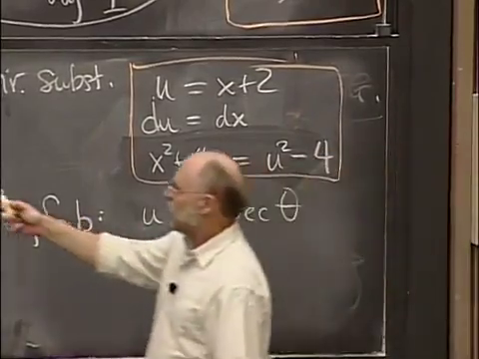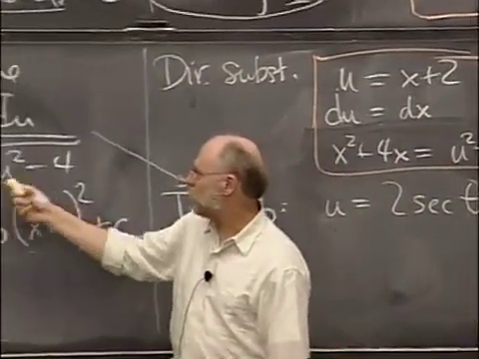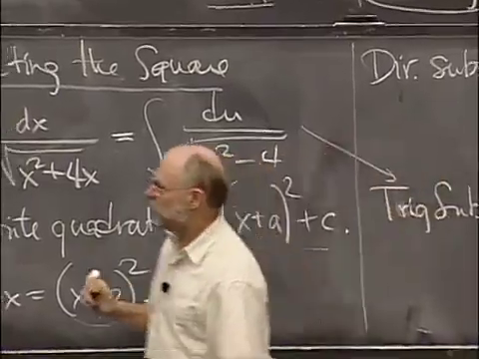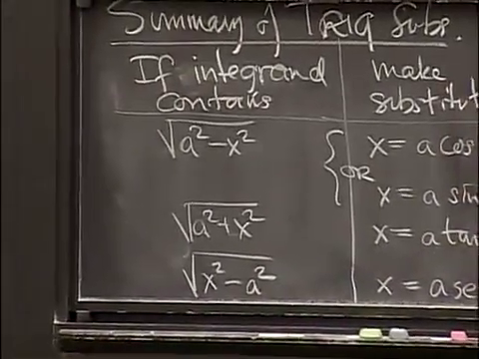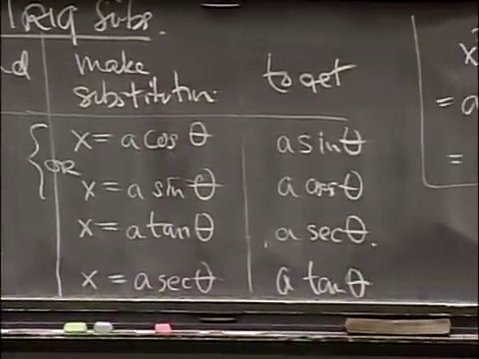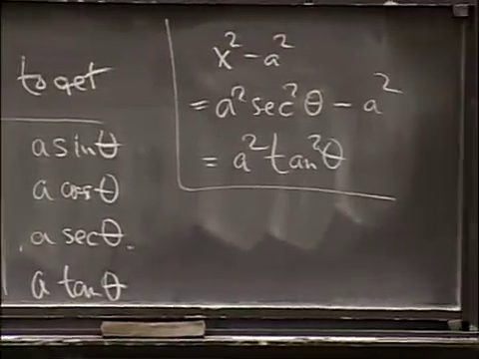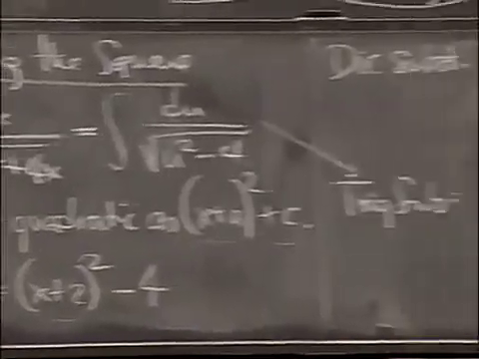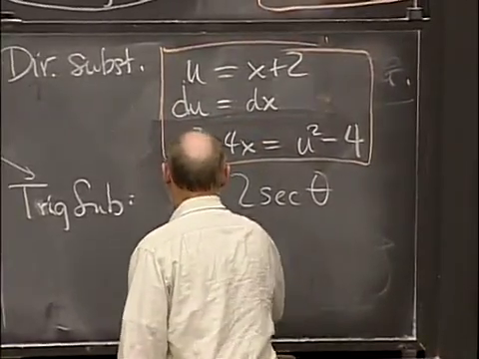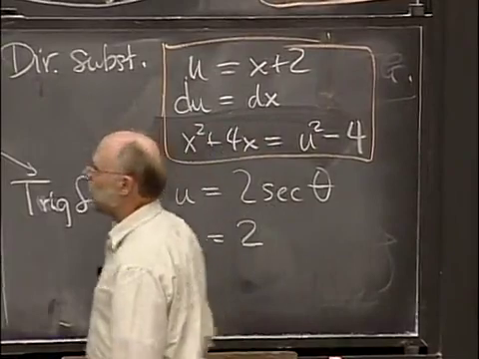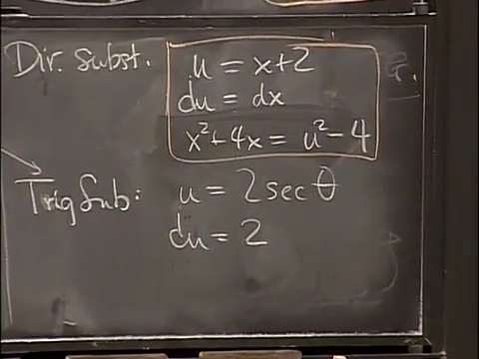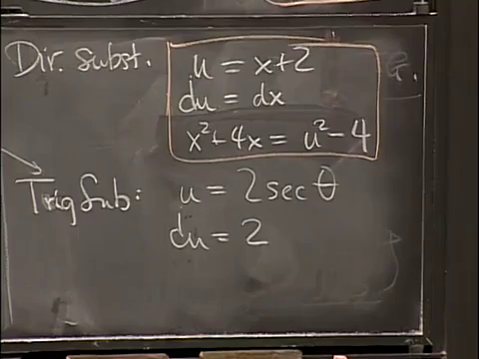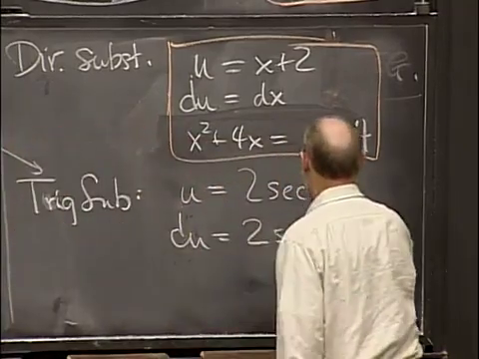Okay? This is a lookup table process. I see this square root of u squared minus 4. I see that that's of this form. I'm instructed to make this substitution, and that's what I just did. Let's see how it works out. So that means du is 2 times the derivative of secant. What's the derivative of the secant? Secant tangent. So du is twice secant theta tangent theta d theta.